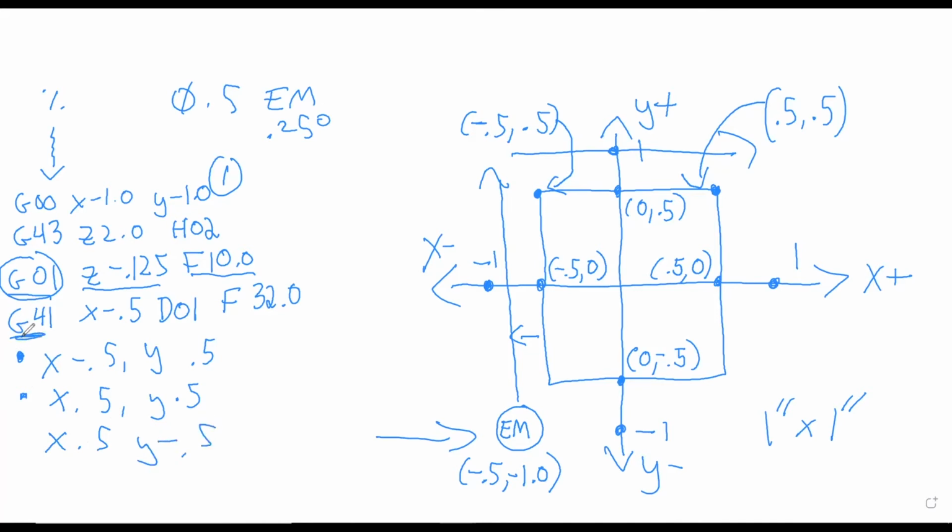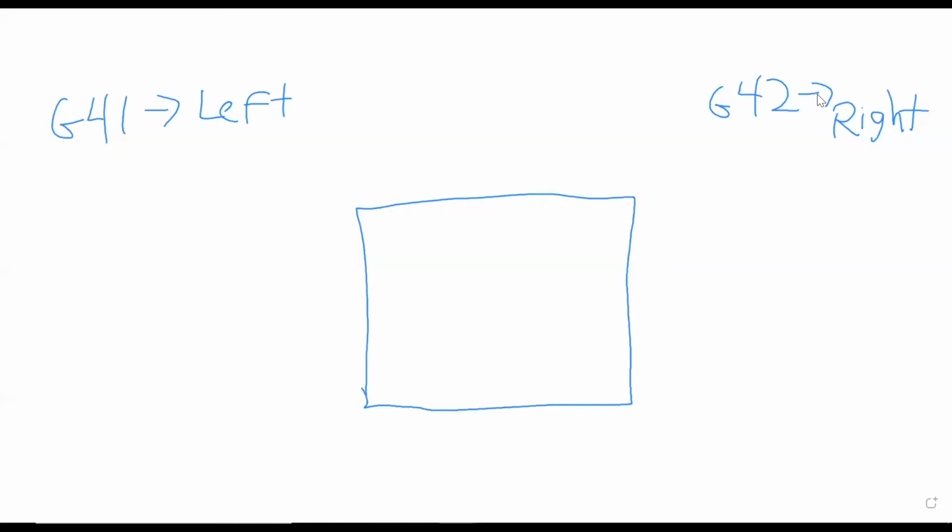G41 is modal. The linear line movement is modal. The feed rate is modal. So we continue down here on the left side of the cutting tool, the left side of the workpiece with our cutting tool. I just want to make sure that you guys understand the comping to the left or comping to the right with G41 and G42. Think of how you're driving your car and the direction that you're going.